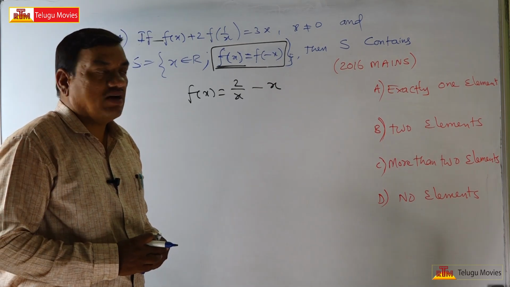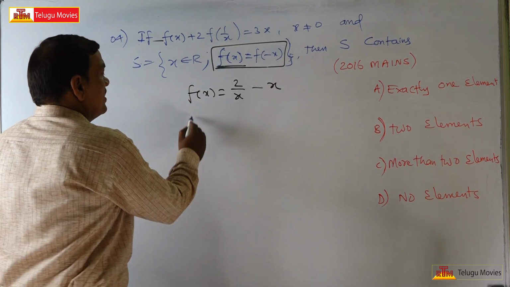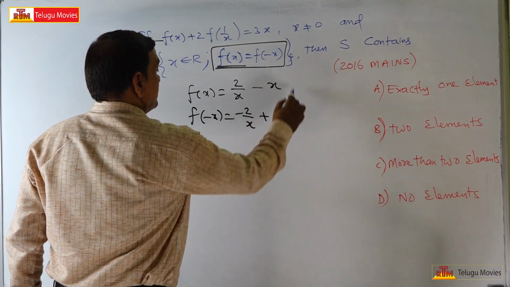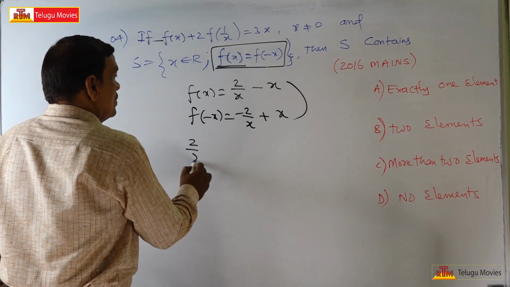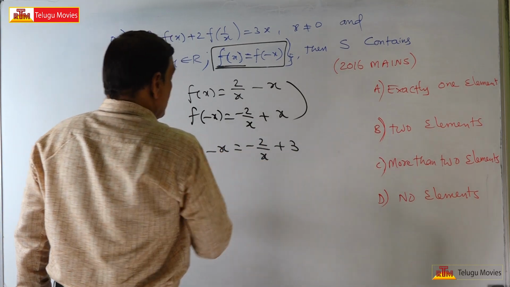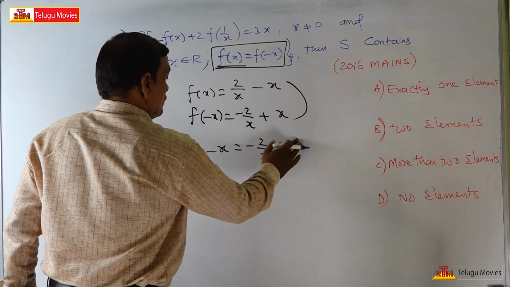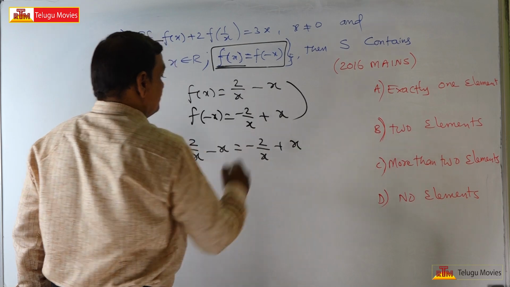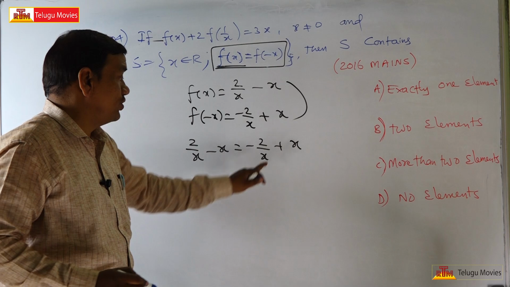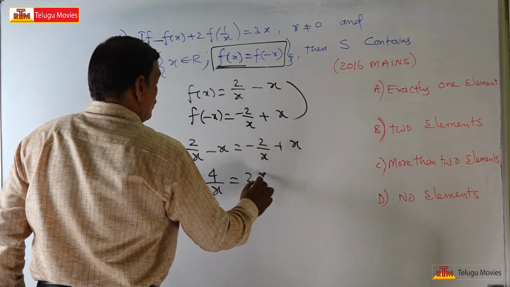Dear students, welcome to the remaining solution. Here f of x is equal to f of minus x. So wherever x is there, substitute minus x. This is minus 2 by x plus x. These two are equal. That is, 2 by x minus x is equal to minus 2 by x plus x. If you take it to this side, this is 4 by x is equal to 2x.